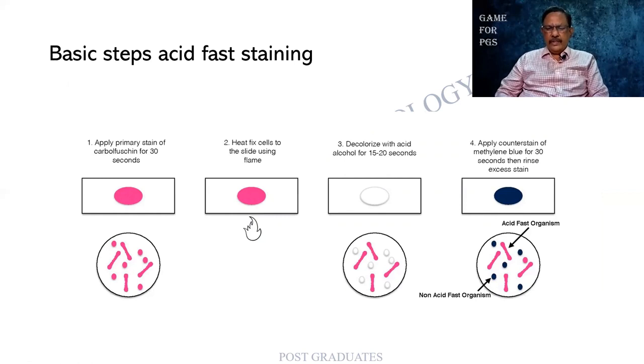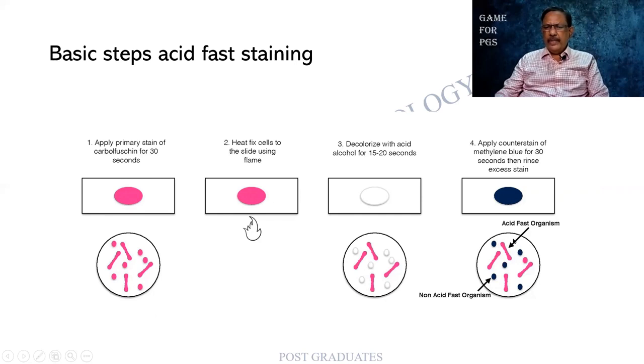Basic things first. These are the basic steps in the acid-fast staining. You apply carbol fuchsin for a period of 30 seconds. Then heating is done, and you find fumes evaporating. After some time, it is decolorized with acid alcohol, 15 to 20 seconds is the time given. It can vary. Ultimately, the bacilli take up the stain, and it is counterstained with another stain called methylene blue.